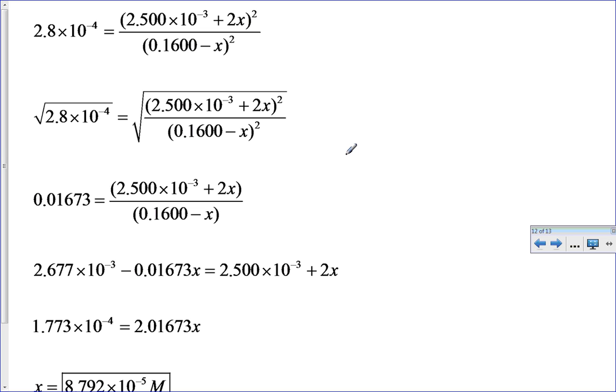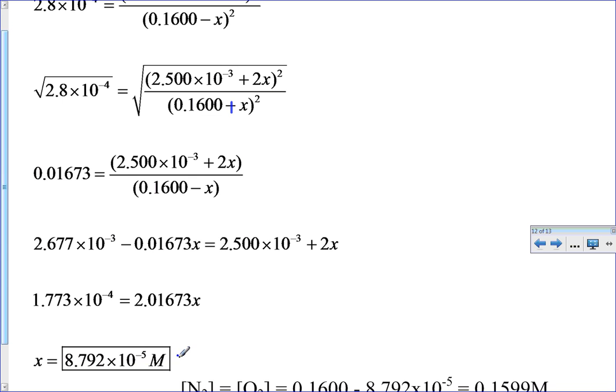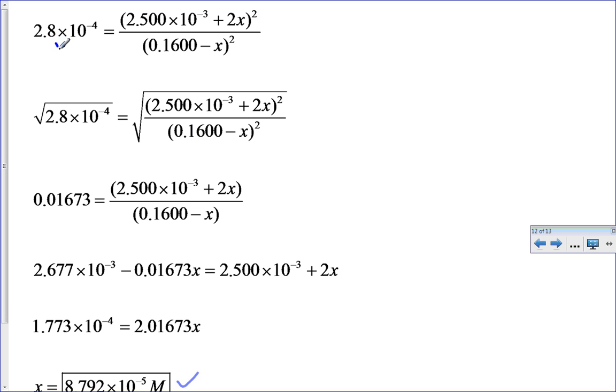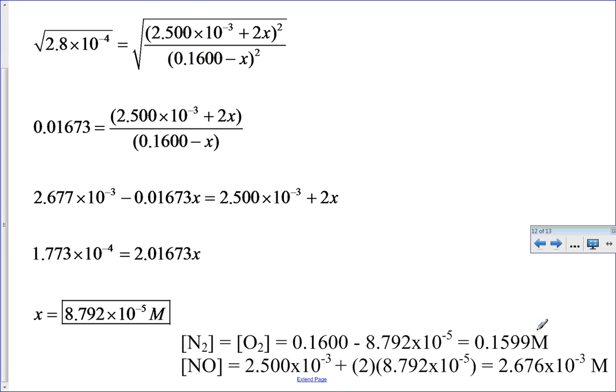Because if I made a little math mistake, if I did plus here instead of minus, I'll get an answer down here when I evaluate it for x. But it will not result in concentrations that match up with my K value. So a quick way of checking to see if you need to look for a math mistake is to plug these numbers back into the equilibrium expression to see if you get the K value that you were told was true.